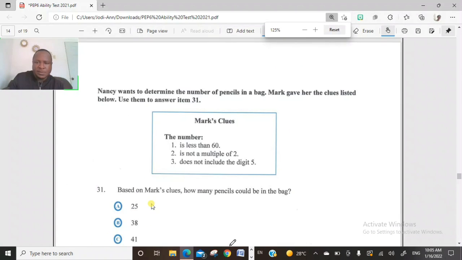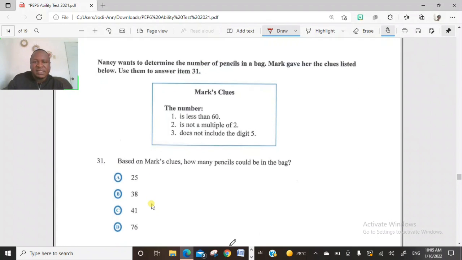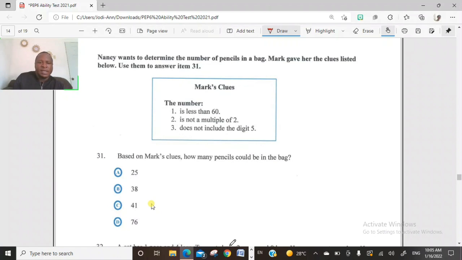All right, let me zoom this down a little. All right, Nancy wants to determine the number of pencils in a bag. Mark gave her the clues listed below. Use them to answer item 31.